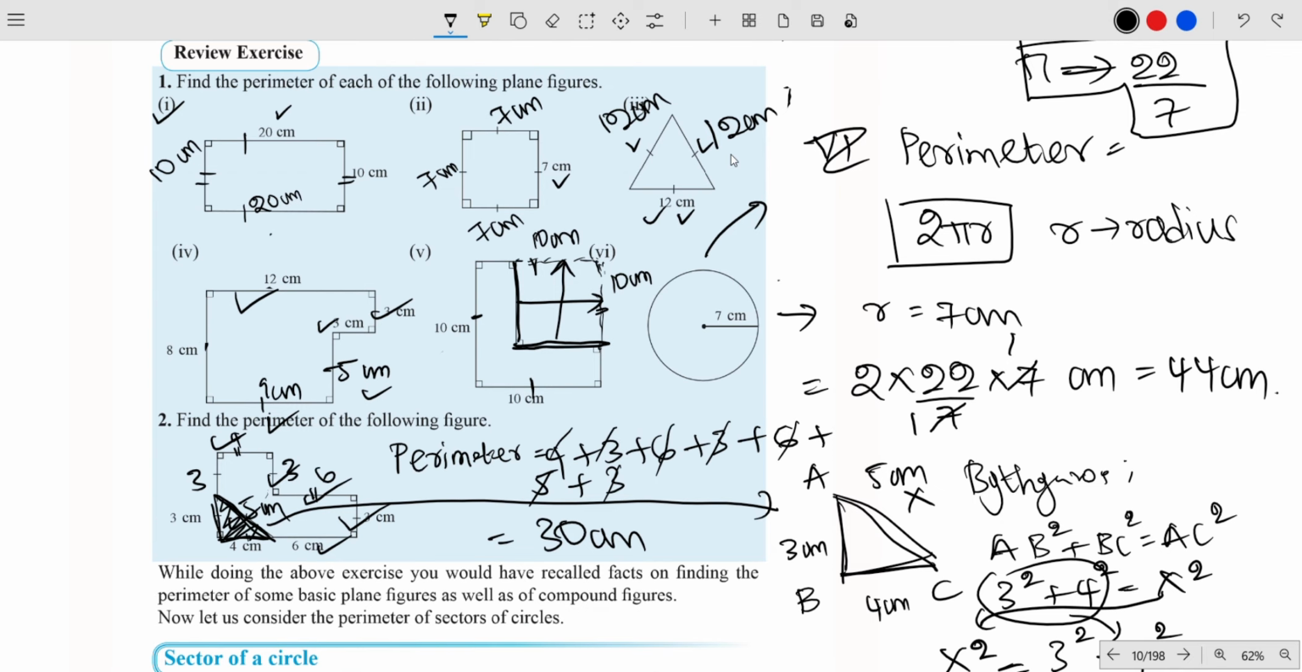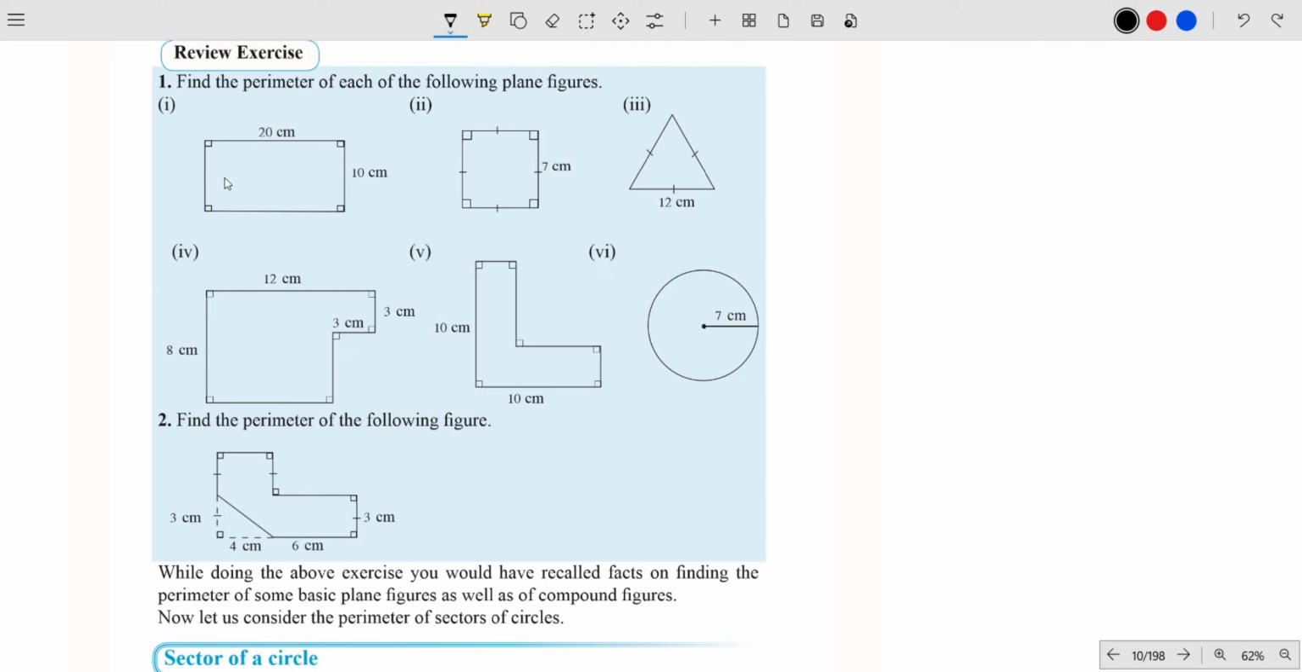So I think you got an idea about the questions. I am repeating all of the things. The first one is a rectangle shape. So we know that opposite sides are equal, so we put that theory on it. The second one is a square, so all the sides are equal. And the third one is an equilateral triangle, so we considered all sides as equal.